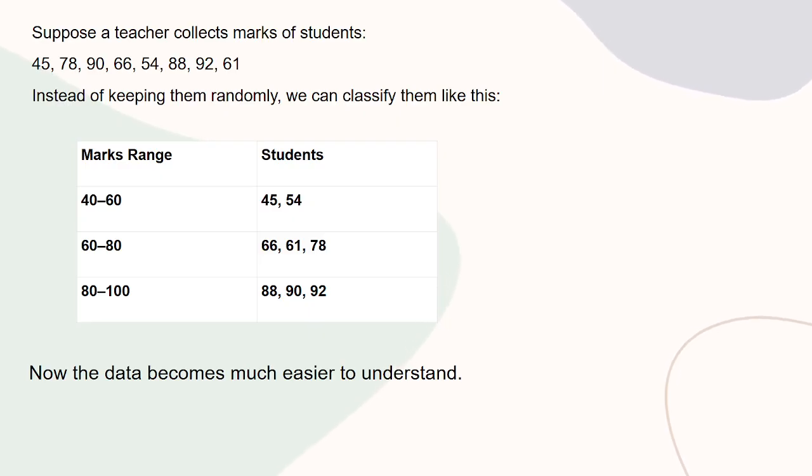Instead of keeping them randomly, we can classify them like this. Mark range and students. Marks range is 40 to 60, 60 to 80, 80 to 100. The students who scored under these marks range are 45, 54; 66, 61, 78; 88, 90, 92. Now the data becomes much easier to understand.